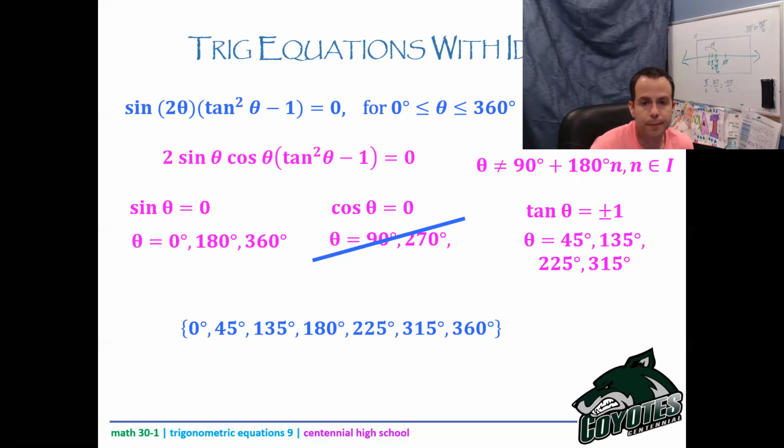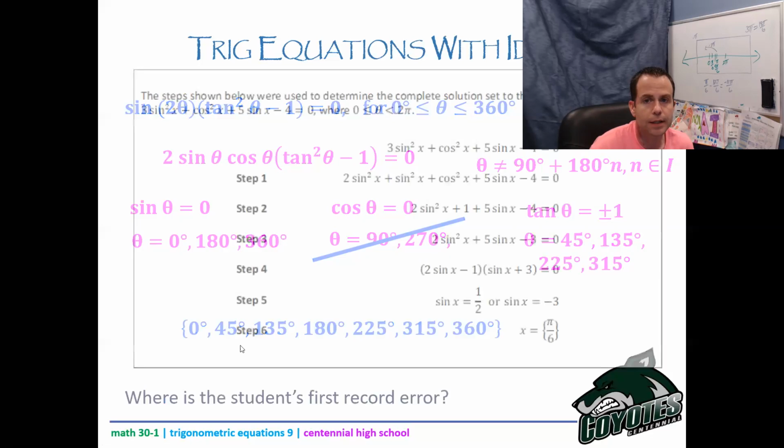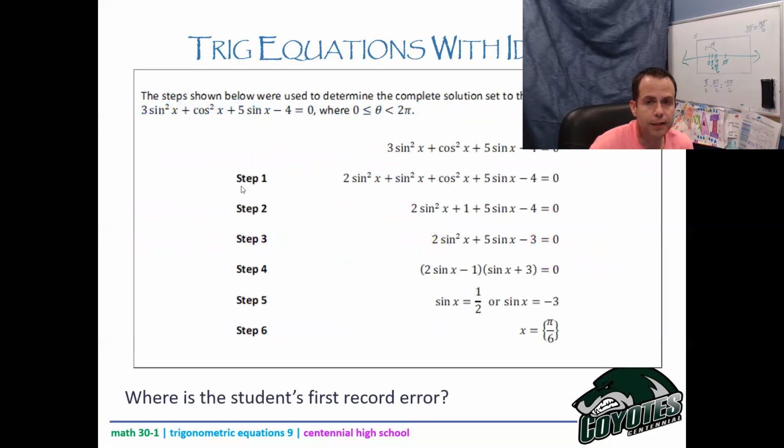All right, great job, guys. Next up, this was actually a released item from a diploma once upon a time, and it's a find-the-error question. The steps shown below were used to determine the complete solution set to the equation 3 sine squared x plus cos squared x plus 5 sine x minus 4 equals 0. Oh yeah, and theta is from 0 to 2 pi.